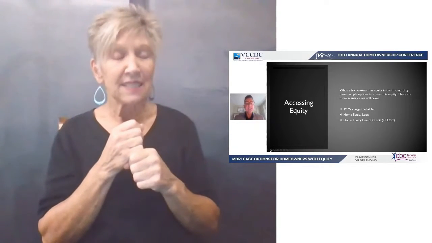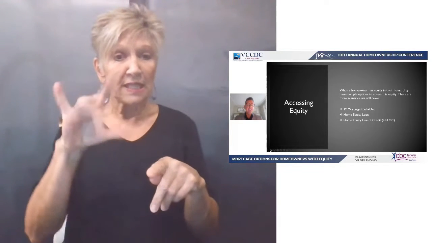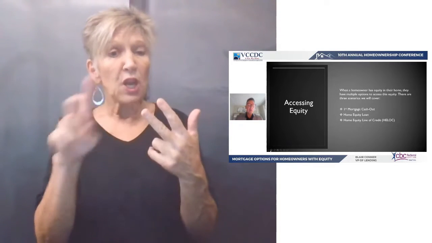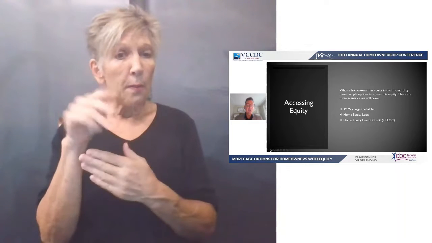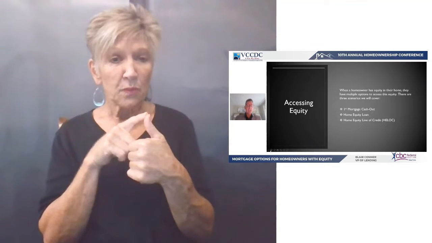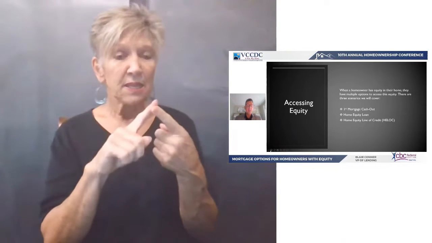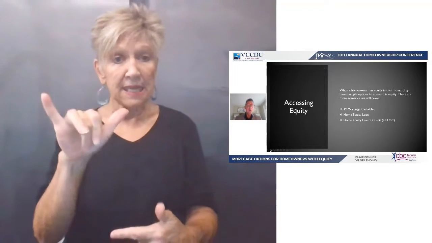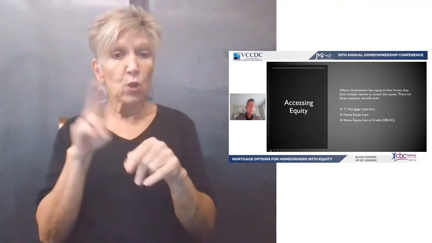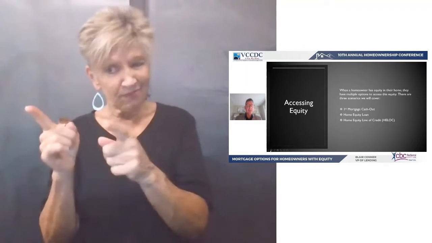So accessing equity. When a homeowner has equity in their home, they have multiple options to access this equity. I want to cover right now the three standard ways that at almost all financial institutions you have access to with regards to products. One of those is a first mortgage cash out, and we're going to cover all of these later. The second one is a home equity loan, and the third one is a home equity line of credit. Typically, the standard way that you'll see that on websites, people refer to that as a HELOC. I put that in parentheses just for reference because we're going to talk about that later in the presentation.